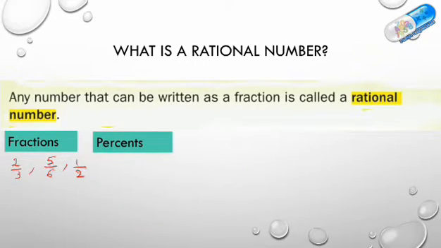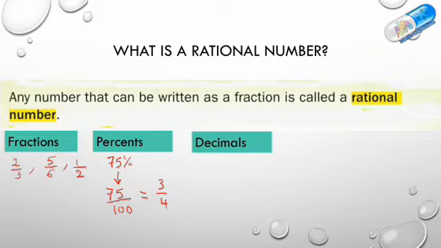Also, we can write percents. We can say that percents are rational numbers. For example, 75%. Why do we call a percent a rational number? Because we can write 75% in fraction form as 75 over 100, and then we can also simplify it to be 3 over 4. So this is again a fraction, which is a rational number.